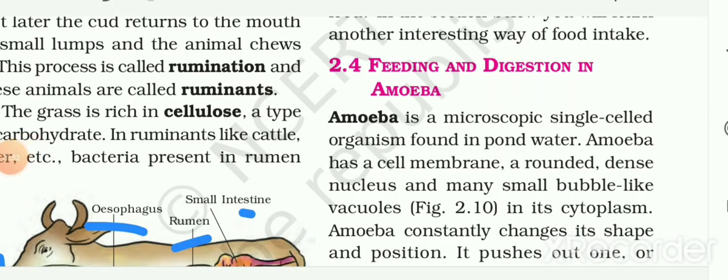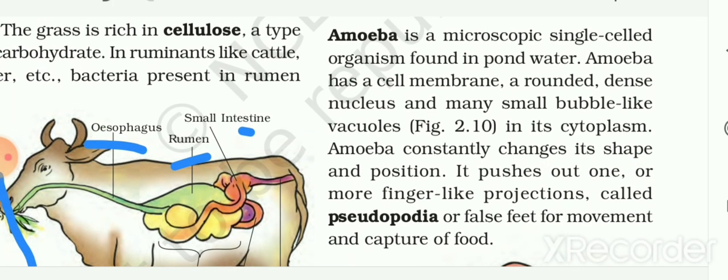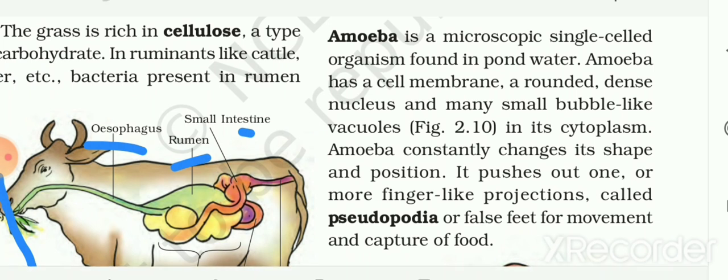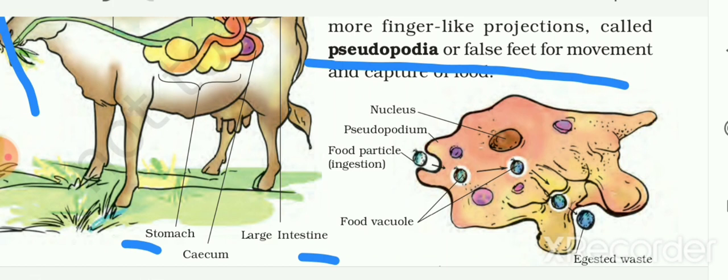Now let me see feeding and digestion in amoeba. So what is it? Amoeba is a microscopic single cell organism found in pond water. Amoeba has a cell membrane, a rounded and dense nucleus, and many small bubble-like vacuoles in its cytoplasm, or its cell liquid. Here the nucleus and vacuoles are shown to you.